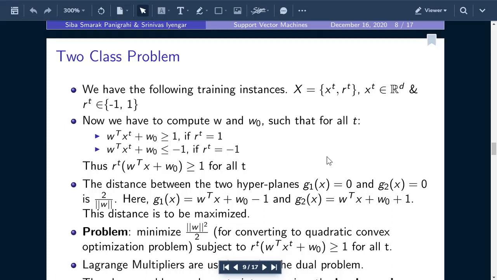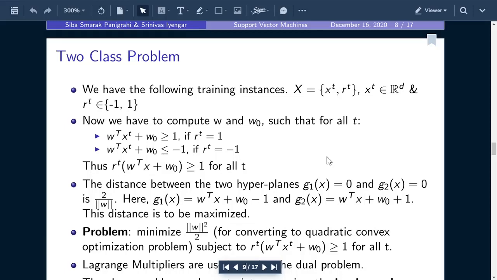SVM is a supervised algorithm. Now, I'm taking rt to be -1 and 1, but in most cases, you'll be seeing 0 and 1. Why am I taking -1 and 1? Just to make the maths ahead easier. So there are two classes, -1 and 1, and there is a set of input instances xt, and each xt belongs to d dimensions. Each xt is a d-dimensional vector. This is the training instance.